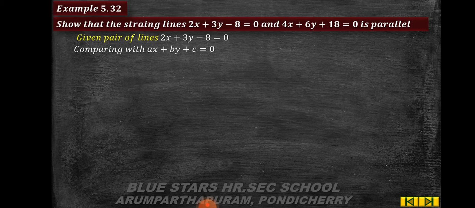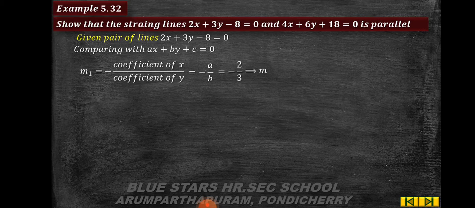So comparing with ax plus by plus c is equal to 0, m1 is equal to, because here two lines are given, so we are just taking it as m1. So m1 is equal to minus coefficient of x divided by coefficient of y, which is equal to minus a by b, which is equal to minus 2 divided by 3. Therefore, the value of m1 is equal to minus 2 by 3.